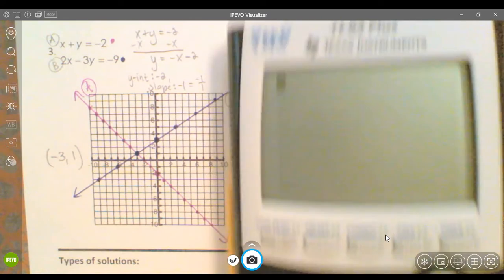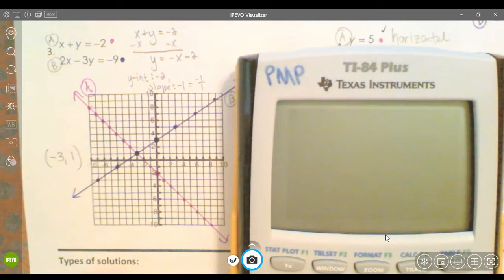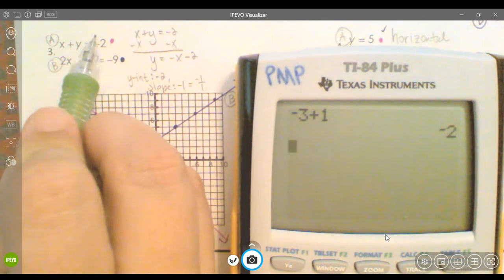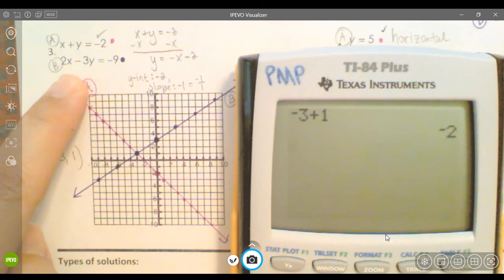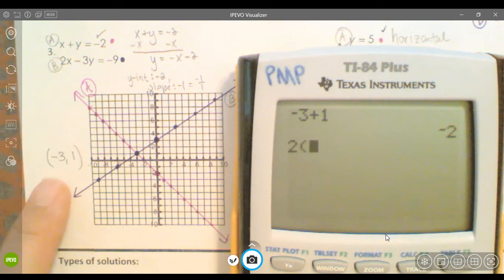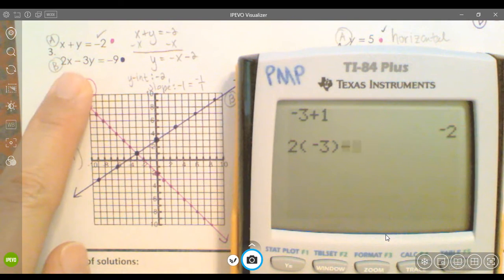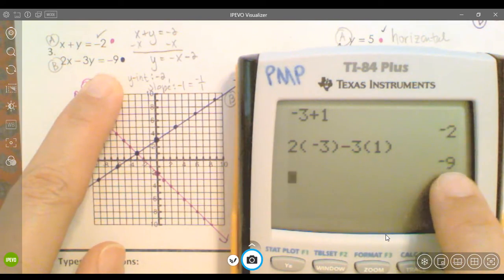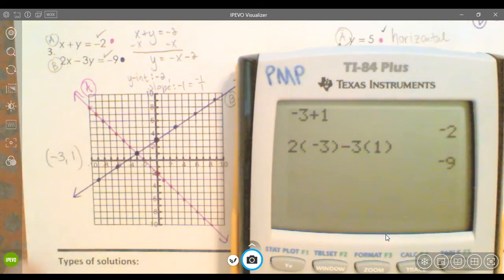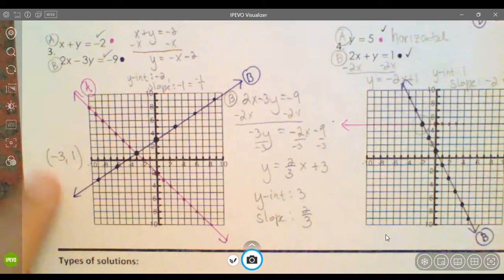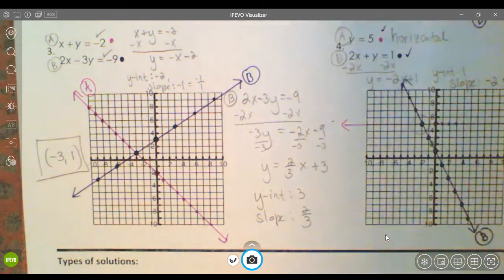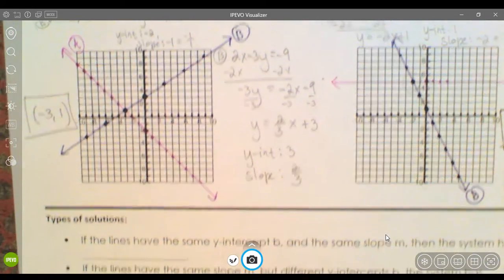All right, so does x plus y equal -2? Does -3 plus 1 equal -2? Yes. So that one checks. Now, does 2 times -3 minus 3 times 1 equal -9? Yes, it does. So guess what? That means this is the right answer. I checked it, so I box this one up and take it home. It's good.